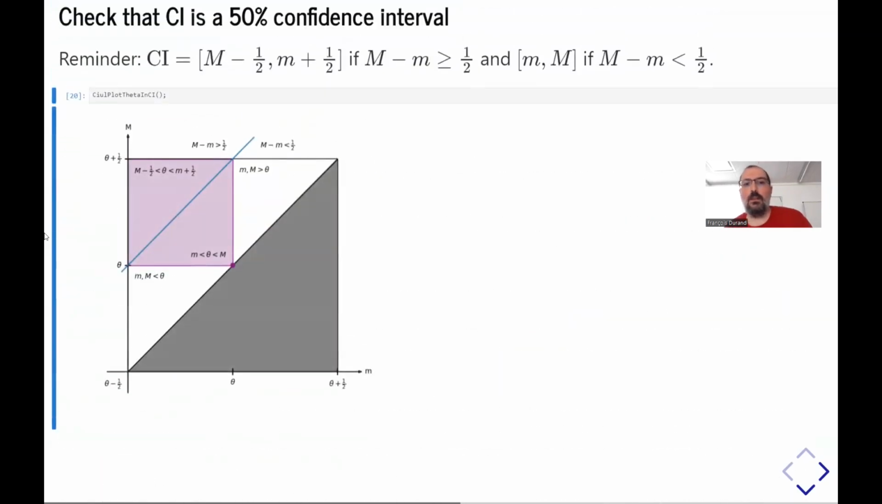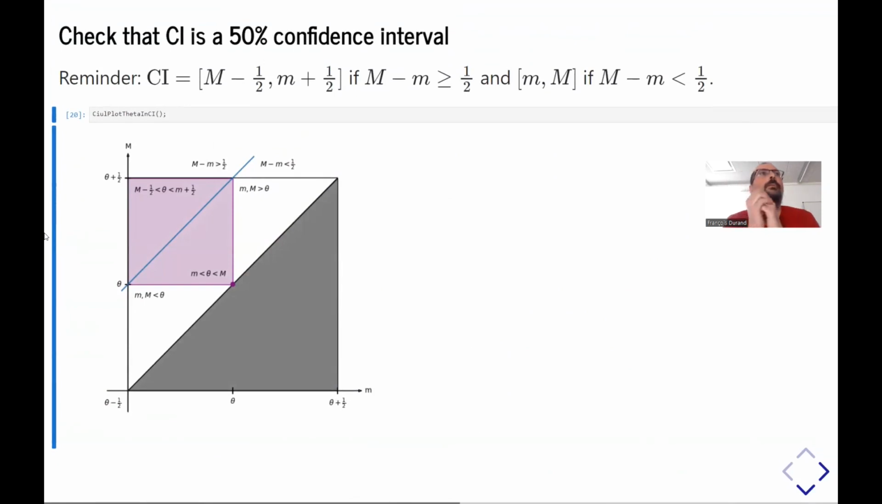What we're saying compared to what we were saying. Now, whether we always take the interval small m and big M, or we also take the left interval in certain cases, we still have only a 50% confidence interval. However, when we take the left interval, we just have a smaller interval. Yes, exactly. It's still the same confidence.